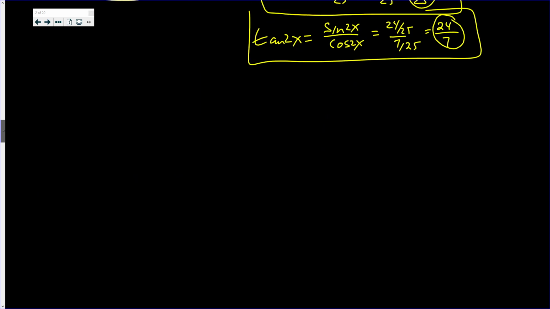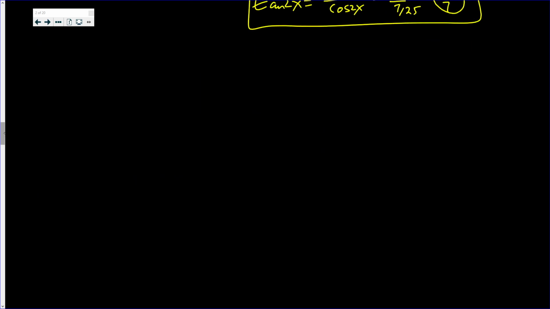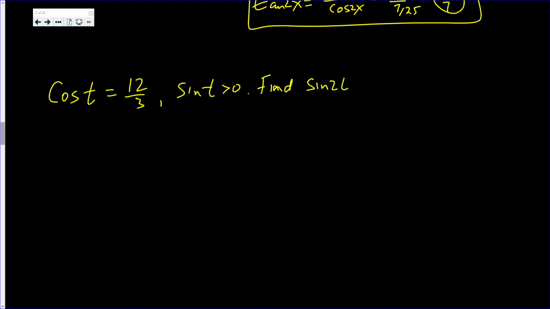Let's try another problem similar to this. They tell us that the cosine of t is 12 over 13, and the sine of t is bigger than 0, and the same 3 questions. Find the sine of 2t, the cosine of 2t, and the tangent of 2t.